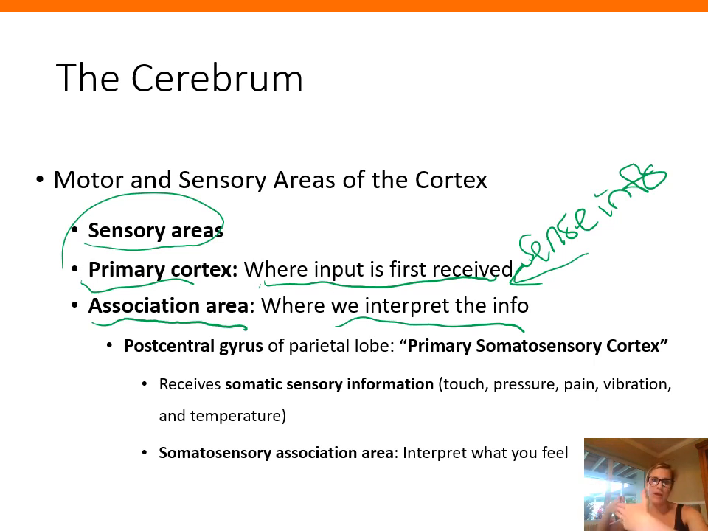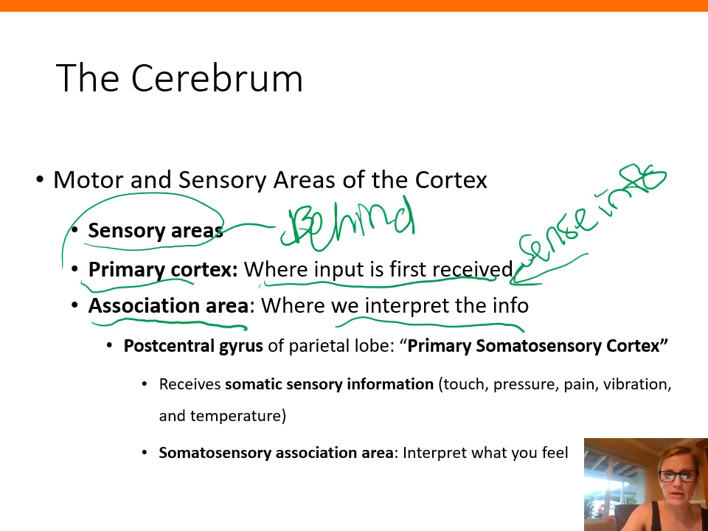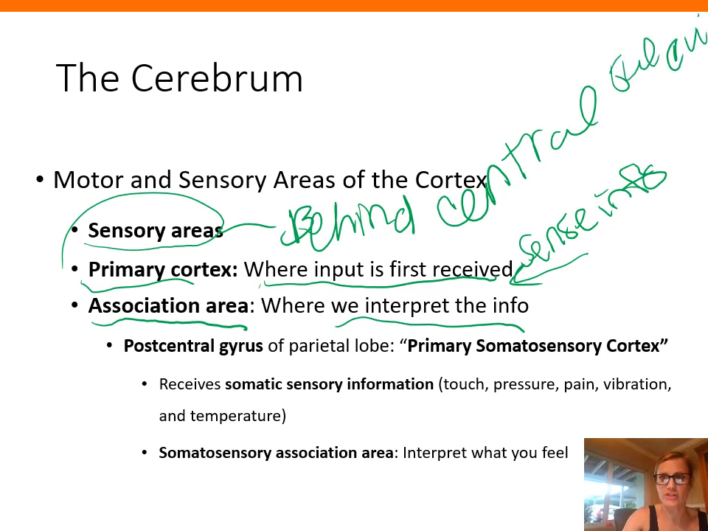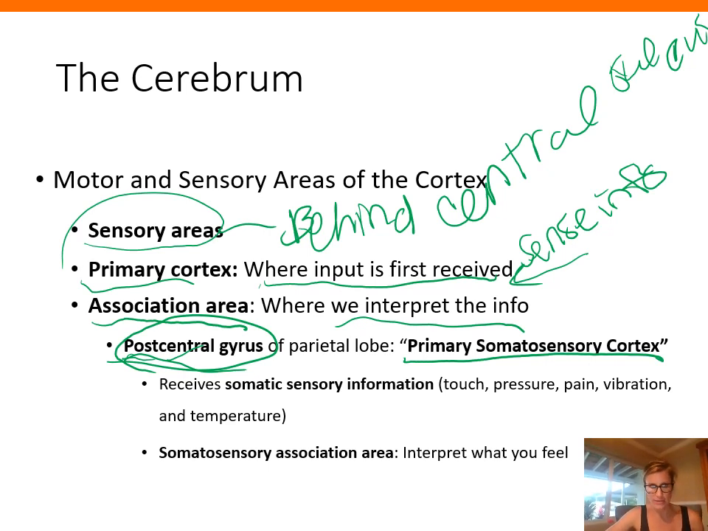So what we're going to be doing is moving back from the central sulcus. The sensory areas are back behind the central sulcus. We're moving backwards from the motor areas. Remember we said that just behind the central sulcus, that raised area there was called the postcentral gyrus, because it's right behind the central sulcus. This postcentral gyrus in the parietal lobe is called the primary somatosensory cortex.